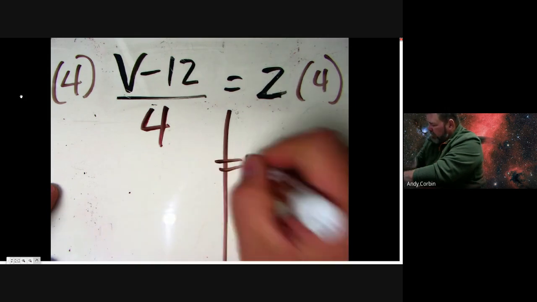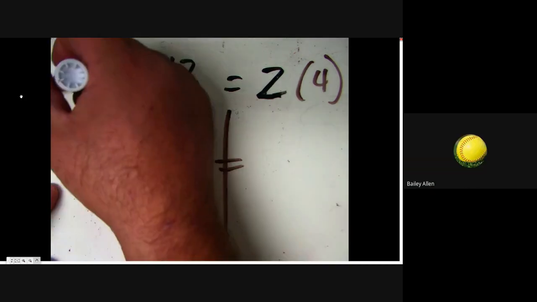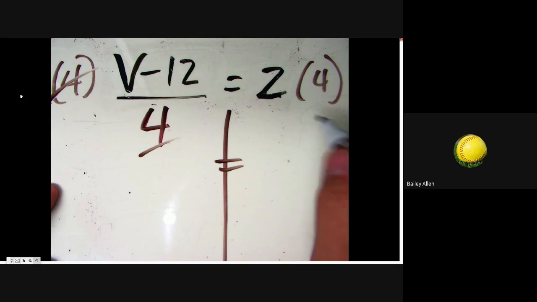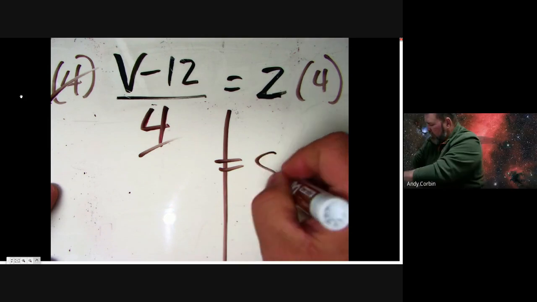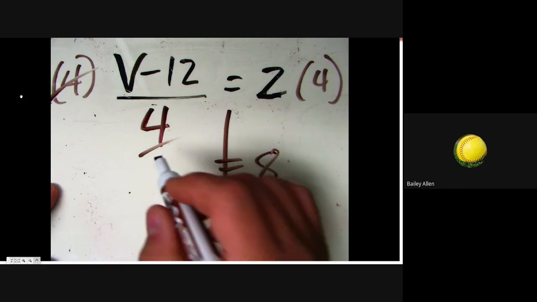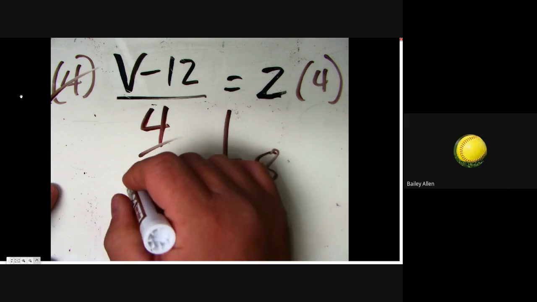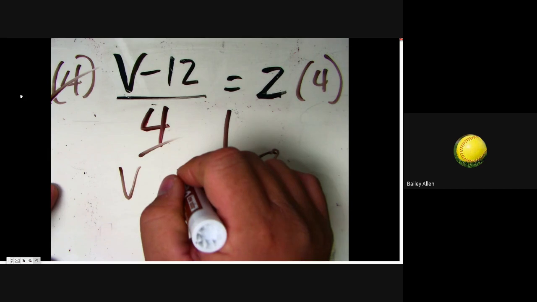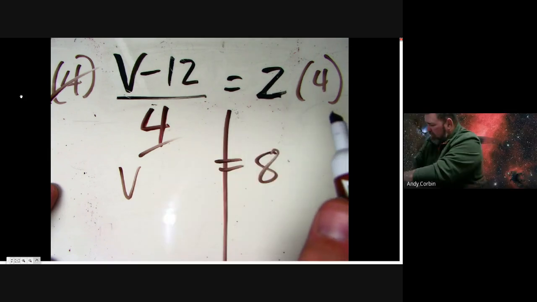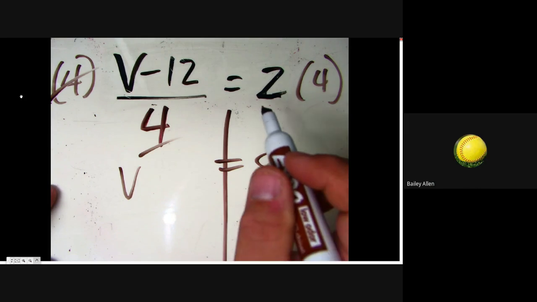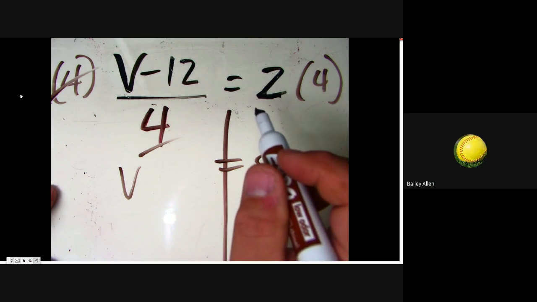Okay, next step. The 4s cancel out. Okay. And then 4 times 2, 8. Okay. What do you want to bring down over here? 4, 12. You want to do what? Bring down V. What else? And then... I'm lost right here.